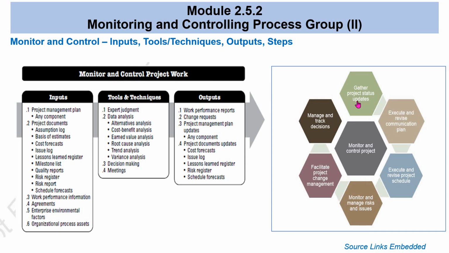So, gather project status updates, execute and revise your communication plan, execute and revise your project schedule, monitor and manage your risks and issues, facilitate project change management, and manage and track decisions. When you continuously do that as you execute your project, you can always update everything needed and make different decisions in order to come to a successful end. So I hope this helps in understanding this phase of the project that also goes along with other phases as you start managing your project.